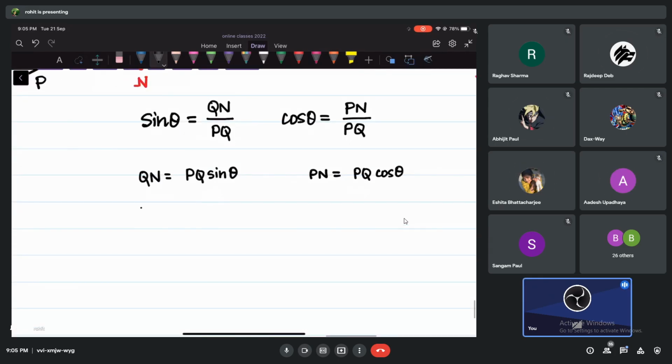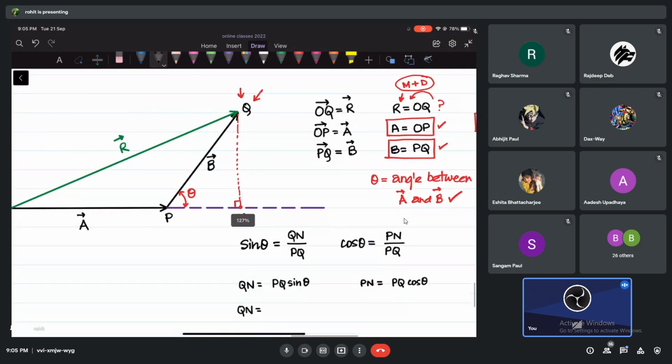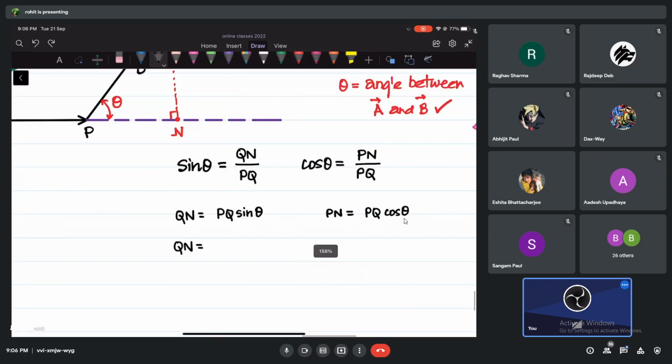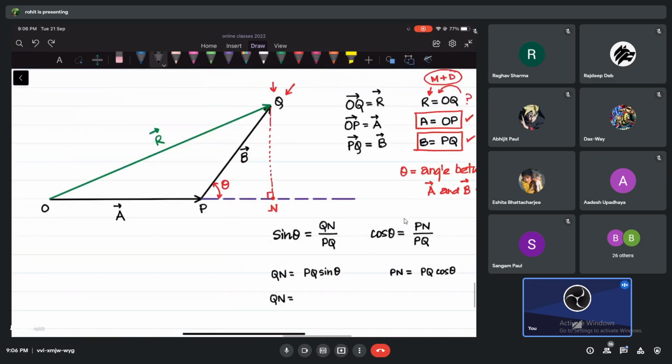Look at the diagram and tell me what QN represents. This line, right? This is the construction. How long is this line? That is what we have got, right? Okay, so I'm going to show you now. What does PQ represent here?